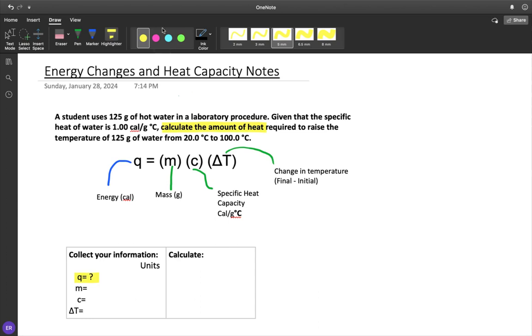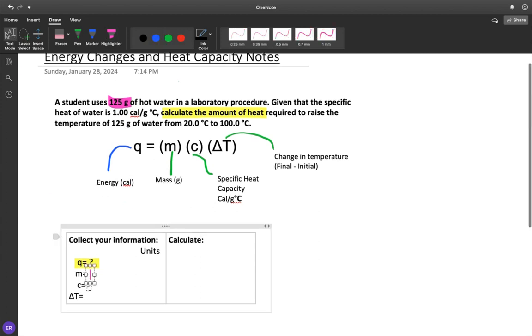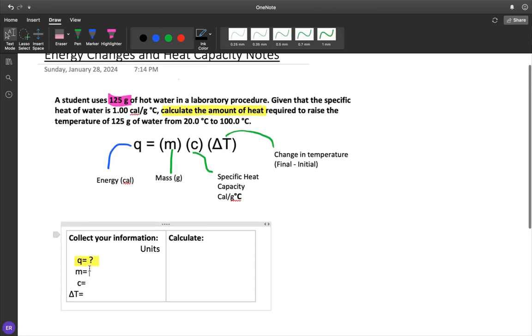Okay, now let's start gathering the rest of the information. Our mass, remember, is in grams, so we're looking for the number that has a G, grams. A student uses 125 grams. Here we see a mass, grams of hot water. So we know how much hot water we have: 125. Let's add that to our information. So our mass, our M, is 125 grams.